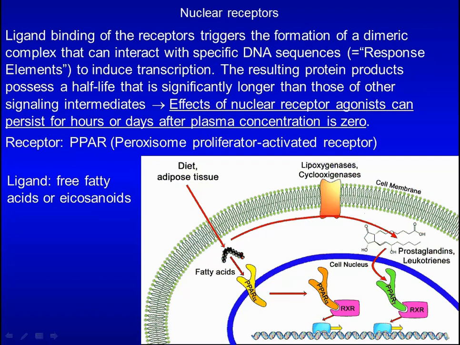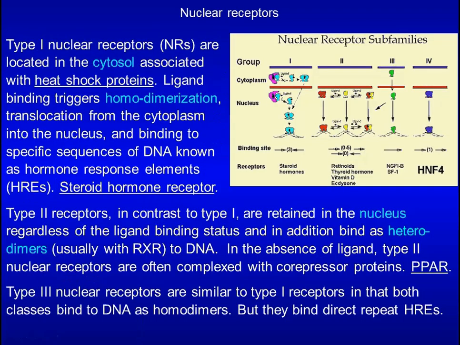Here is integration with vitamins. RXR can also dimerize with retinoic acid receptor, RAR. Nuclear receptors are classified into several types. Here we will focus on two types, type 1 and type 2.